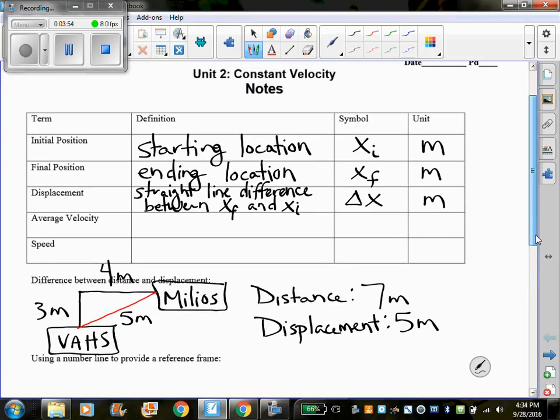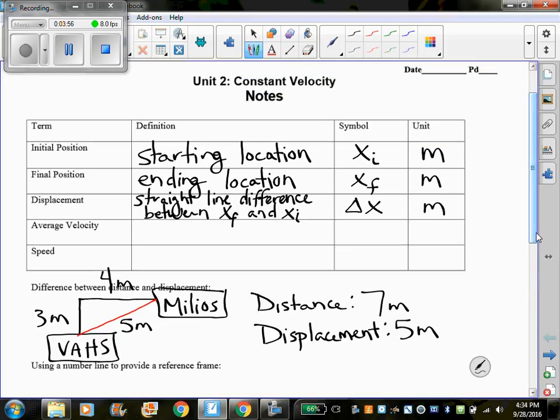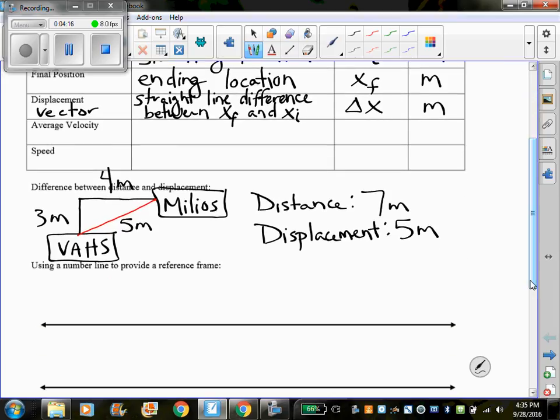There's something else that I would like for you to know about displacement. Displacement is what is called a vector. A vector is talking about something that has both a magnitude and a direction. What do I mean by magnitude and direction? Well, let's look at our example again. The magnitude is really just trying to describe to you how big something is. So the magnitude of this example was 5 meters.